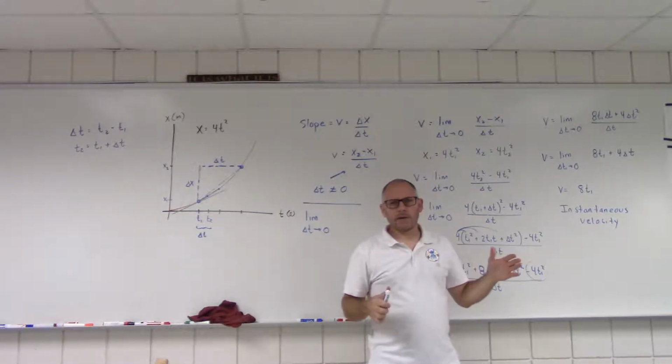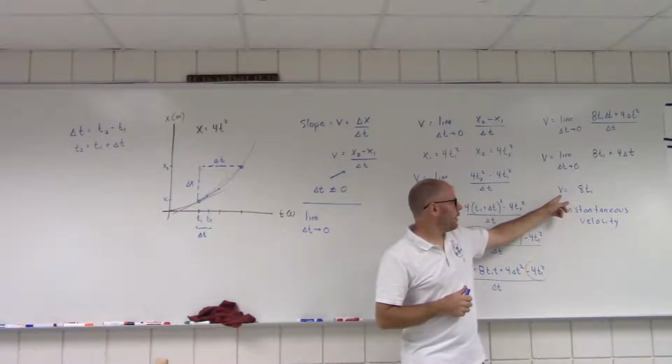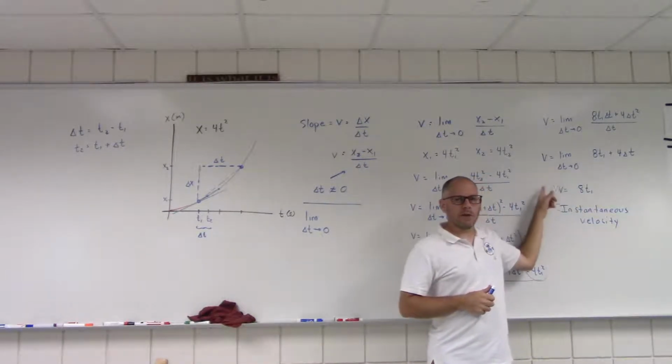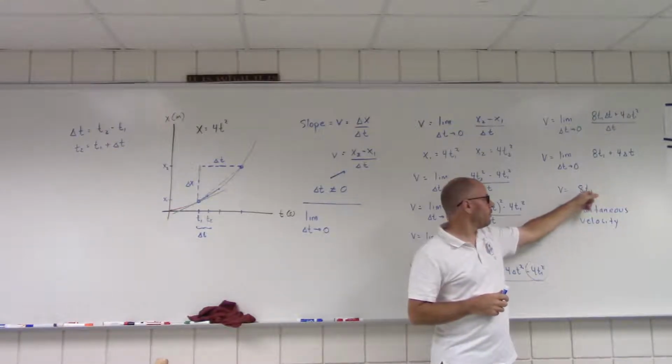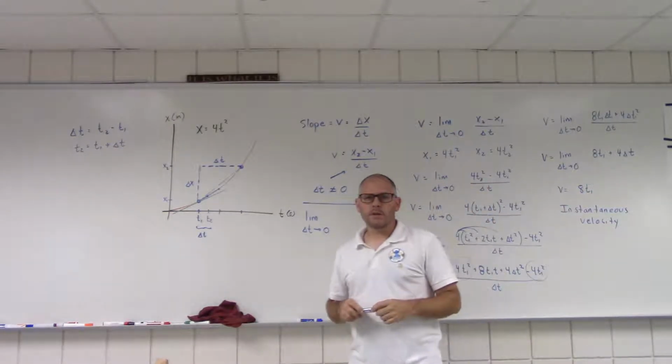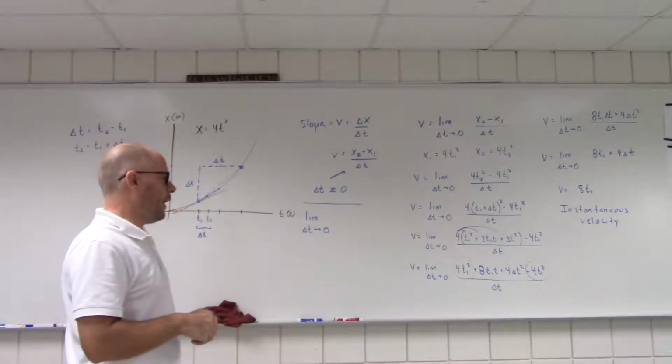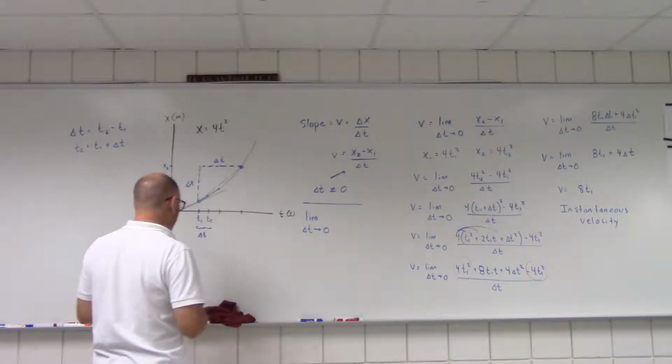I know that my velocity graph would be linear, right? This is y equals mx plus b. This would give me a linear velocity graph where the slope was 8, which I think is kind of cool. It does beg the question, though.